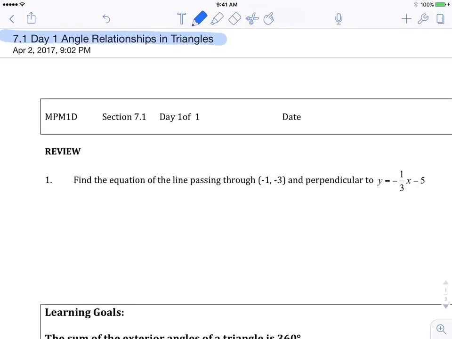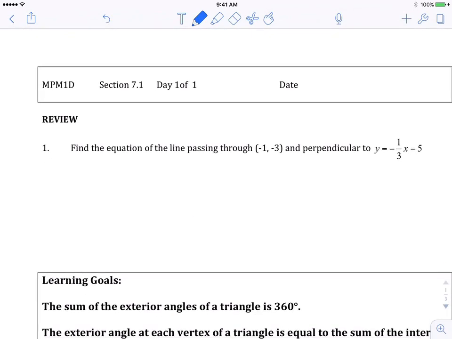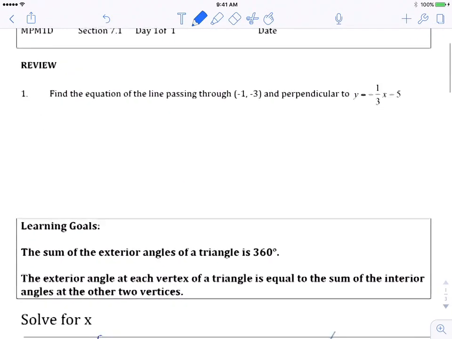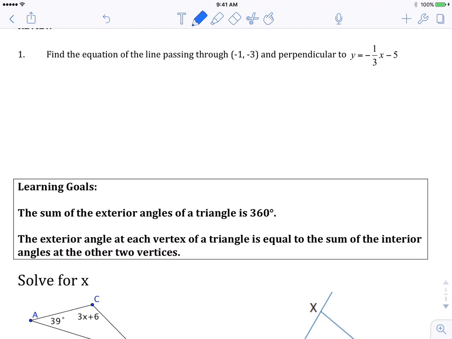Okay, today we're working on 7.1, day 1, angle relationships in triangles. And before we get further into 7.1 though, let's take a quick look at one of the main concepts we learned in chapter 6 with linear relations.